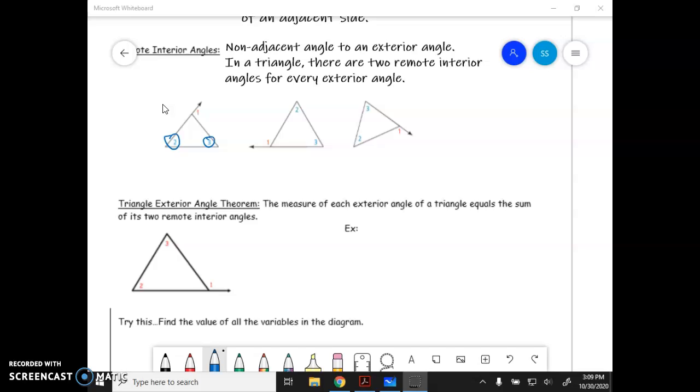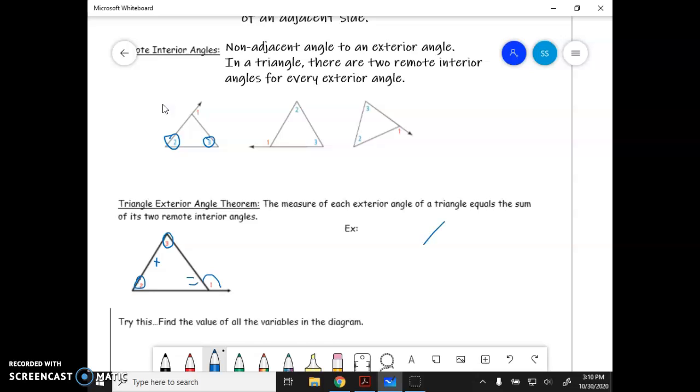We have the triangle exterior angle theorem, which states that the measure of each exterior angle of a triangle equals the sum of its two remote interior angles. Basically, all that means is that angles 3 and 2, when you add them together, will equal angle 1, or the exterior angle. So let's take a look at that.